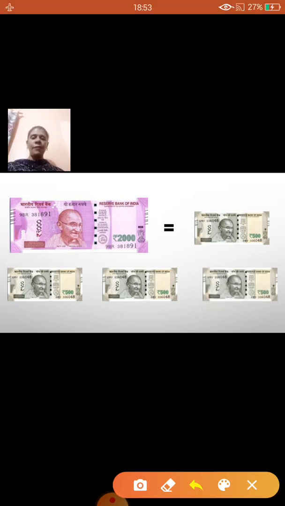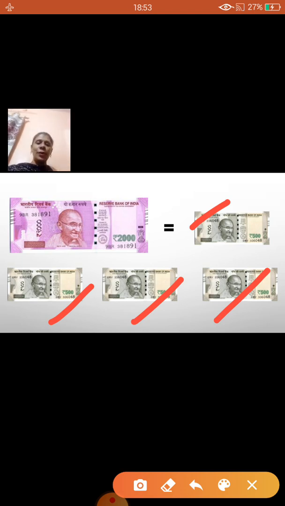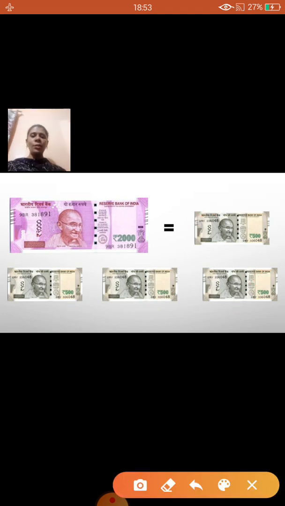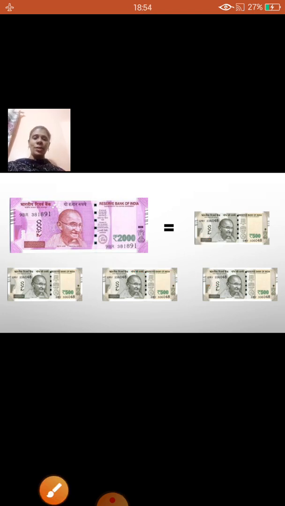Let us count how many 500s we are having. 1, 2, 3 and 4. Four 500 rupee notes make how much? 2000 rupees. Let us count. 500 plus 500 will be 1000. 1000 plus 500 will be 1500. And then we add one more 500. It will become 2000. That means four 500 notes will make 2000 rupees.